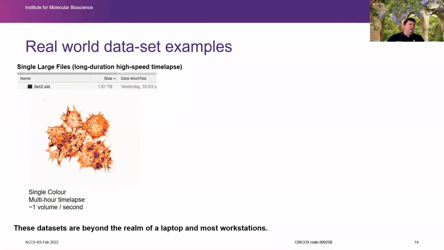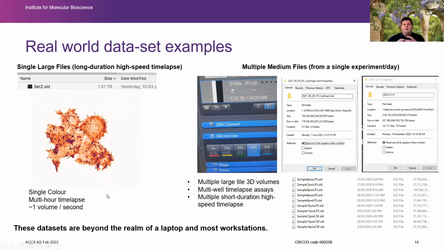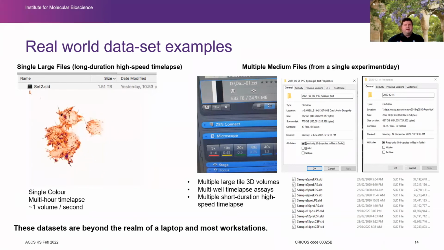The data sets are very large, and everyone has their own definition of big data. In our facility, it can come in a variety of different shapes and forms. We can have single large files from really long time lapses, like this example here, where many thousand volumes are captured, one volume a second for thousands of volumes. Or it can be a mixture of multiple different files that are a little bit medium in size, but they collectively make up a big data set.